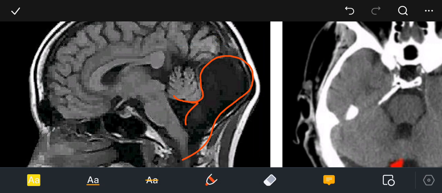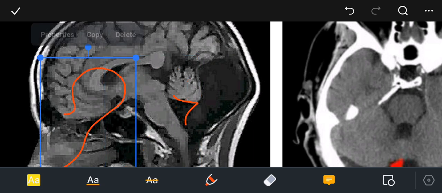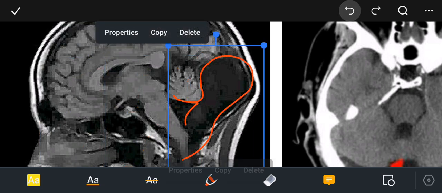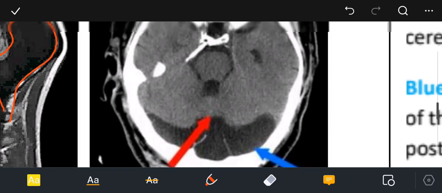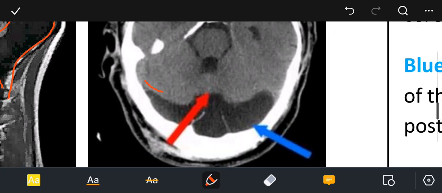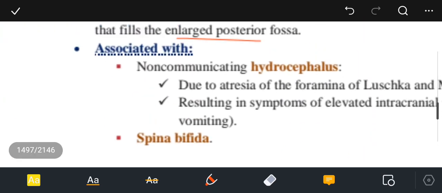The fourth ventricle, which was supposed to be a very small structure, now is enlarged. The cerebellar vermis that was supposed to contain the fourth ventricle, which was supposed to be present over here, is now absent, and the fourth ventricle is enlarging and occupying most of the posterior fossa like this. And it is a different angle of the CT, and you can see this like this and over here. Now moving back over here.